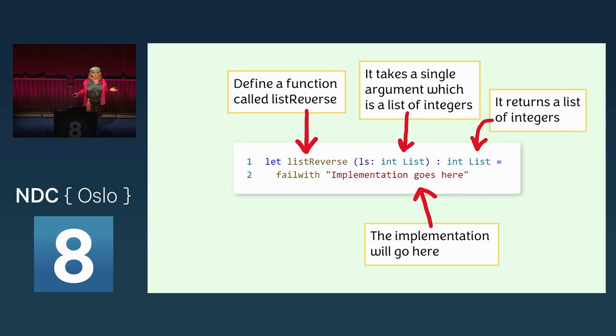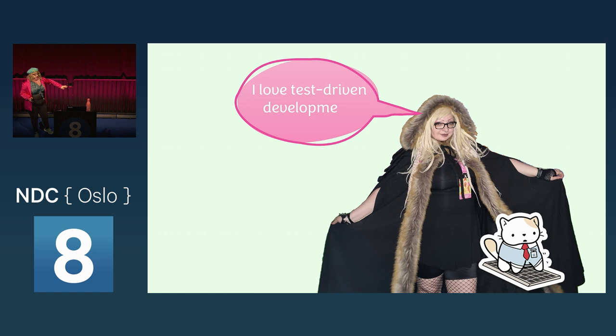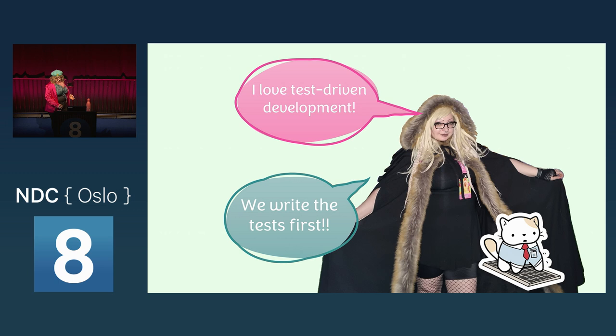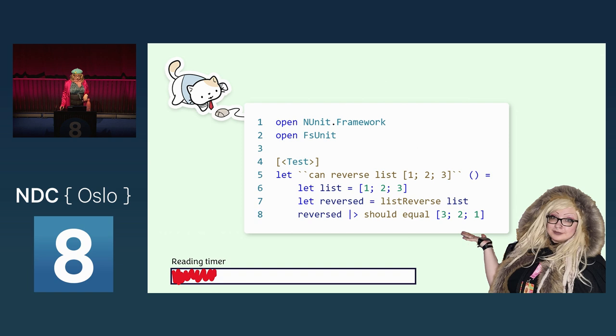So how should we approach implementing this function? You might say, let's just jump in and write a listReverse function. I remember how to write one of those when I went to university all those years ago. But no, we like test-driven development. So we are going to write the unit tests first. Here's what a unit test looks like in F#. So here's a bit of time to read the slide, and I can have a drink.